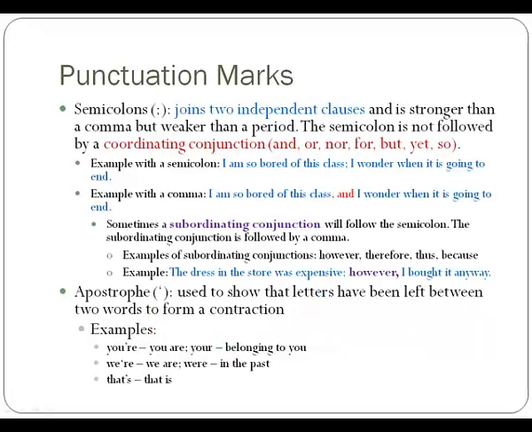Semicolons. A semicolon joins two independent clauses and is stronger than a comma but weaker than a period. The semicolon is not followed by a coordinating conjunction: and, or, nor, for, but, yet, so. Example with the semicolon: I am so bored of this class; I wonder when it is going to end. You're using the semicolon instead of the coordinating conjunction.